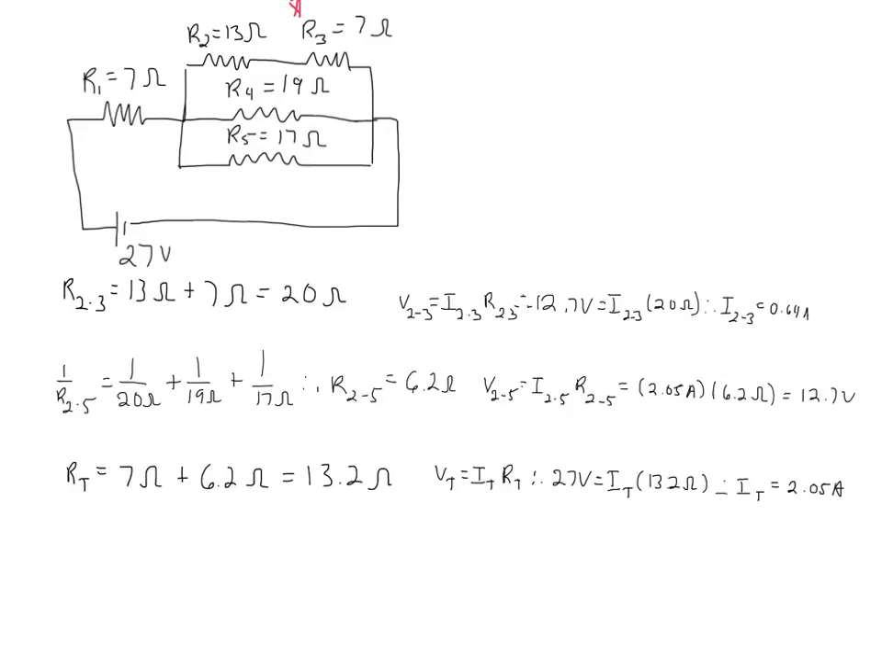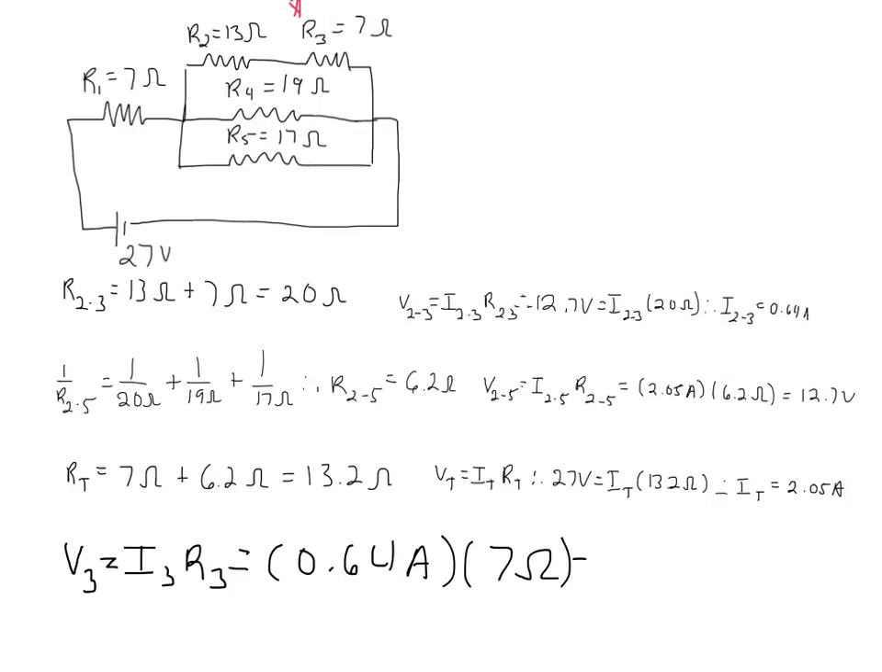Our last step is to find just the voltage across 3. We have the current through 3 and the resistance of 3, so we're just going to use V equals IR. Voltage across 3 equals current through 3 times resistance of 3. So we get 0.64 amps times the resistance of 3, which is 7 ohms, and that ends up equaling 4.48 volts.